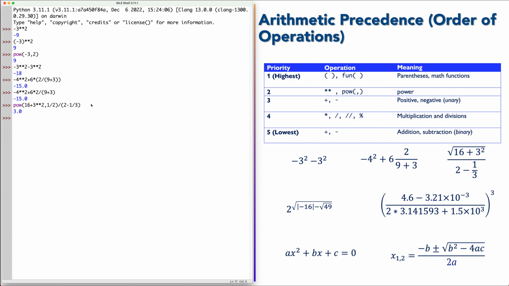Also, this could be written again, and the result is the same. So we can use either the power function or the double stars, as long as we know exactly how to represent our data.